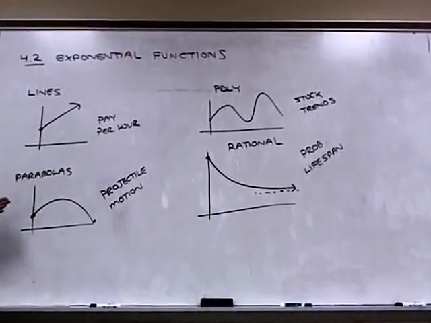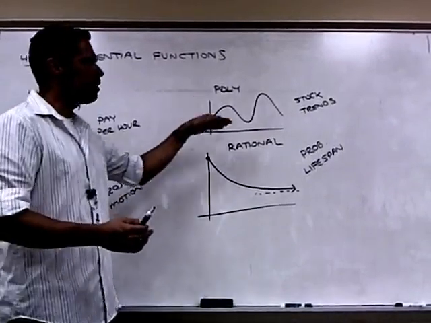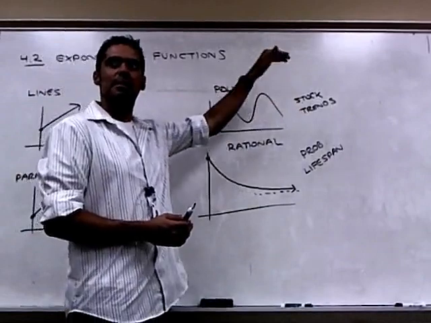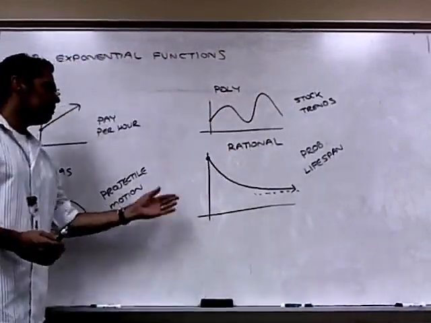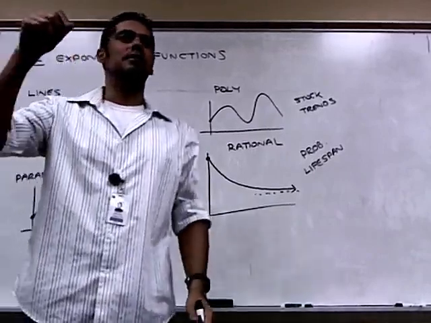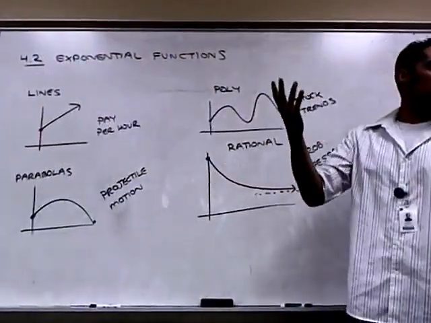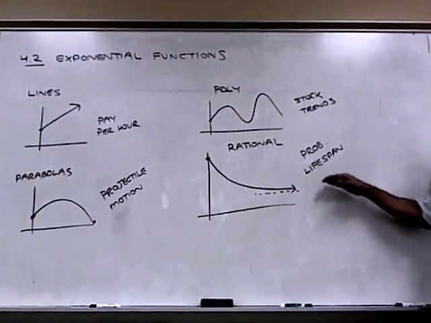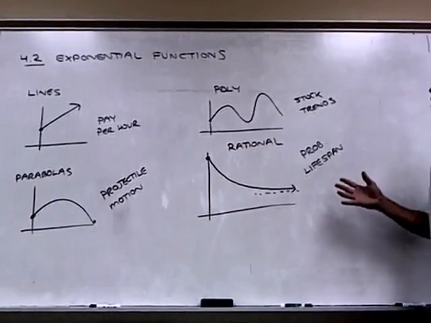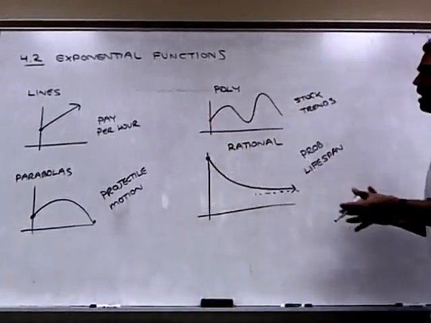Parabolas, quadratic functions, we're good at modeling things being thrown through the air. Polynomials, things like stock market trends, things that go up and down, oscillate back and forth. And then the rational functions, we were talking about like the probability of someone living to a certain age, or the probability a light bulb will still work, something like that. Those are just some examples of how you could use those 4 types of functions in the real world.